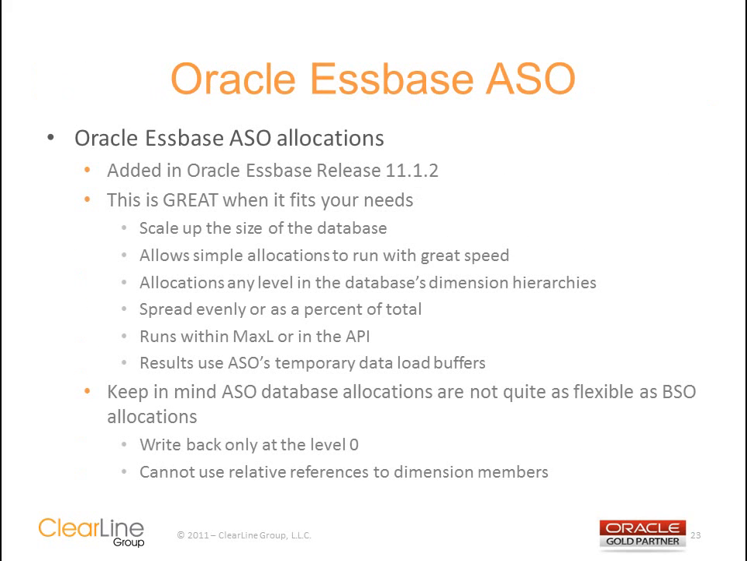I have always been a big fan of Essbase aggregate storage. ASO has gotten even better in version 11.1.2 because Oracle has added an allocation option to it. This is a great option when it fits your needs. It will allow you to really scale up the size of your cube while still allowing you to run simple allocations really quickly. It can also allocate with an even spread or a percent of total.